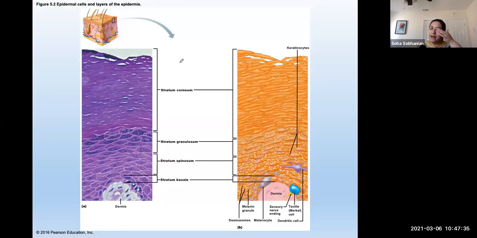So here are the layers. This is not a thick skin because we're missing the stratum lucidum. But here, a stratum corneum, granulosum, spinosum, and basale. If I was showing you a thick skin, then in between right here, you would have your stratum lucidum as the fifth layer. And again, notice most of your skin is keratinocytes. There's barely any of the other types of cells present here.